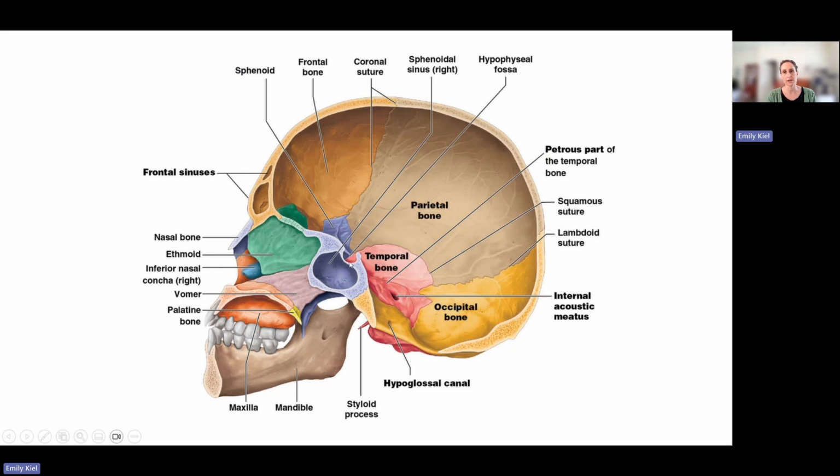We want to be aware of the hypophyseal fossa, where the pituitary gland sits, and the sella turcica. We want to know about the internal acoustic meatus, which is in that temporal bone where things from the ear go, and then that hypoglossal canal in the occipital bone. Don't forget about your pointy styloid process. Styloid looks like a pen or a stylus, really great for orienting yourself when you're looking at a skull.